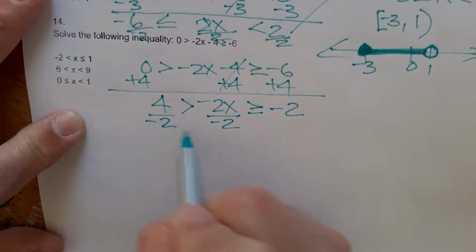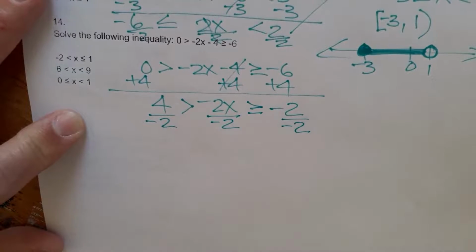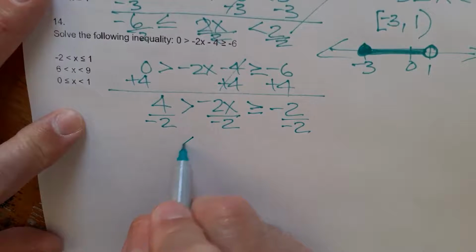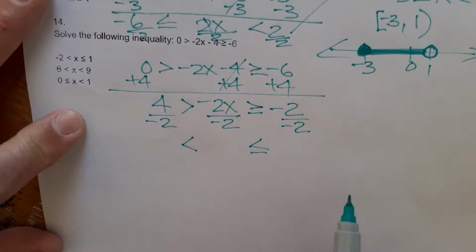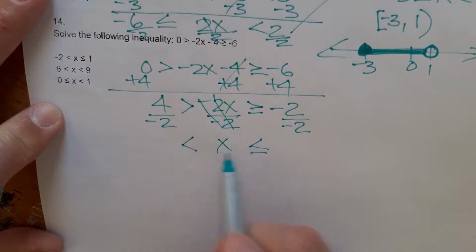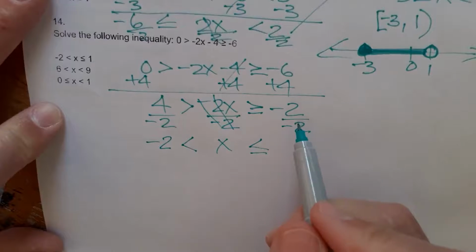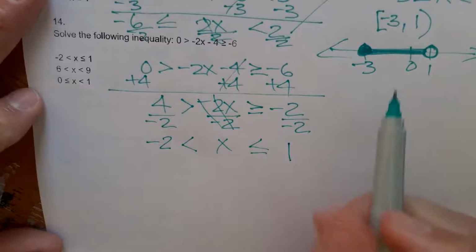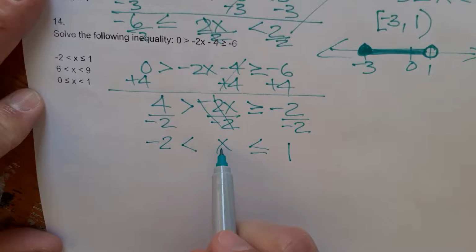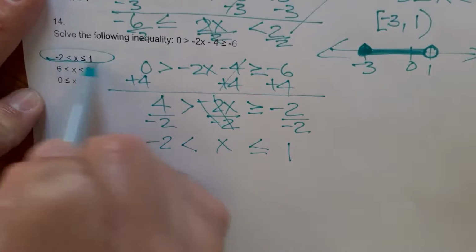Now the rule is, in dividing by negatives or multiplying by negatives, we have to flip the signs. So these signs are actually going to flip this way and this way. Right? These disappear. We have x, and we have 4 divided by -2 is -2. And we have -2 over -2 is 1. So we have -2 is less than x, which is less than or equal to 1 right here.